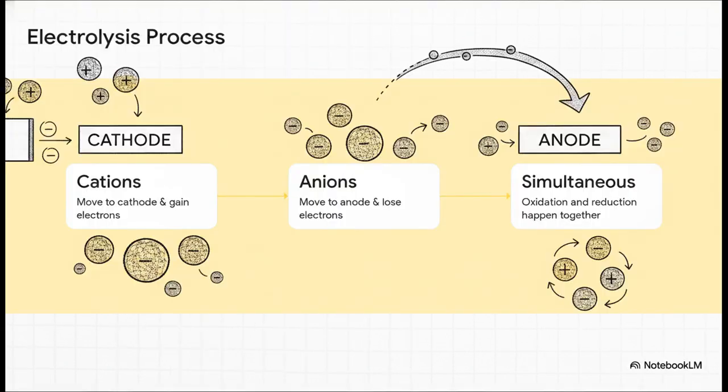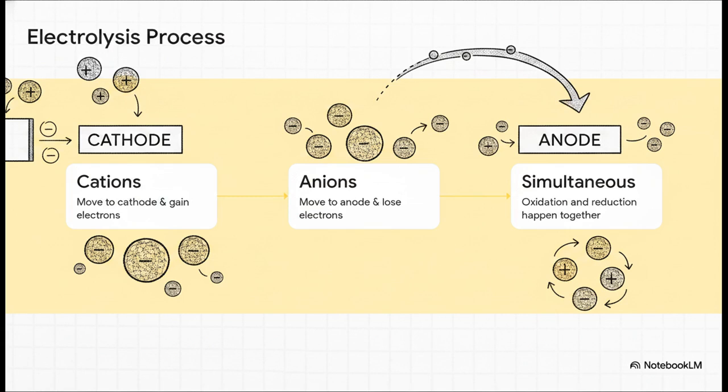Watch how this actually plays out in a real circuit. It's like a perfectly choreographed dance. Step 1. The positive ions, the cations, migrate straight over to the negative cathode. Right on cue with red cat, they gain electrons and are reduced. Step 2. The negative ions, the anions, migrate to the positive anode. True to an ox, they lose electrons and are oxidized.